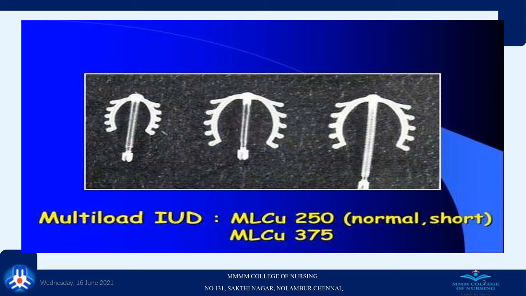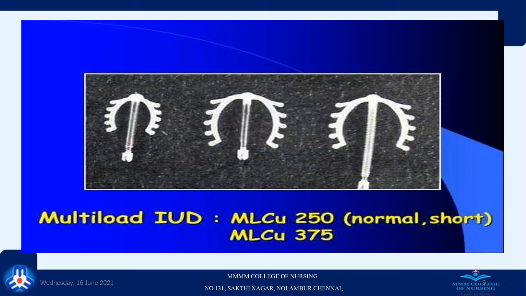The other one is multi-load IUD. The multi-load IUD includes multi-load copper 250 and multi-load copper 375. It is based on the amount of copper that is impregnated. In the multi-load copper 250, it contains about 250 millimeter square of copper. Whereas in multi-load copper 375, it contains 375 millimeter square of copper. So this is the difference between these two.